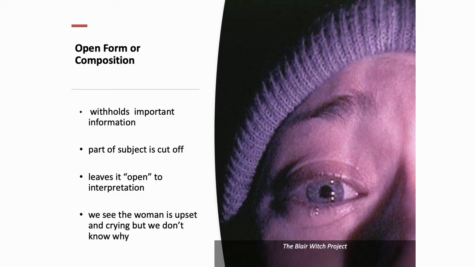Open form withholds important information. Part of the subject is cut off. It leaves it open to our interpretation. We see the woman is crying, but we don't know why. Horror films like the Blair Witch Project use open form very effectively to create a sense of panic or fear.